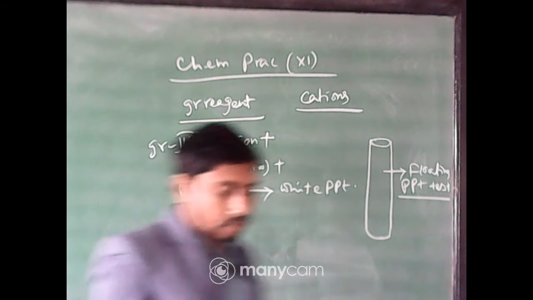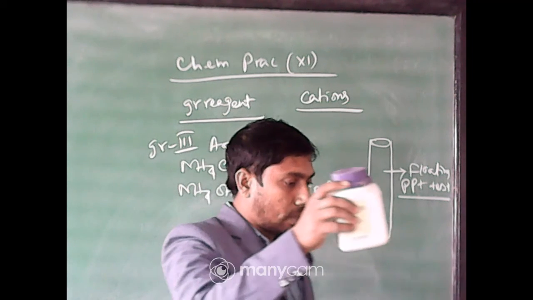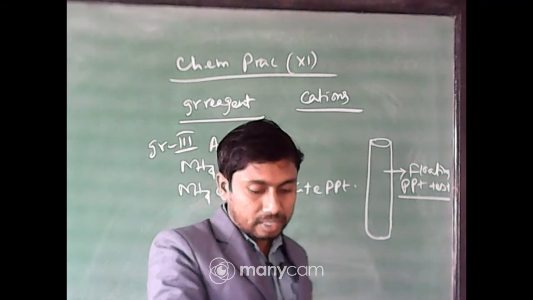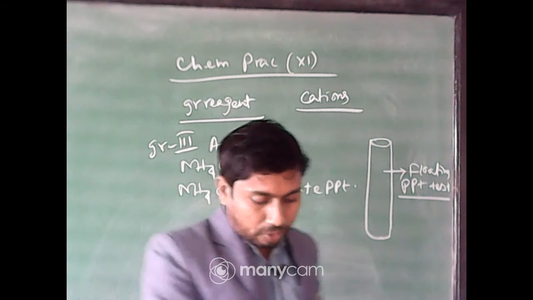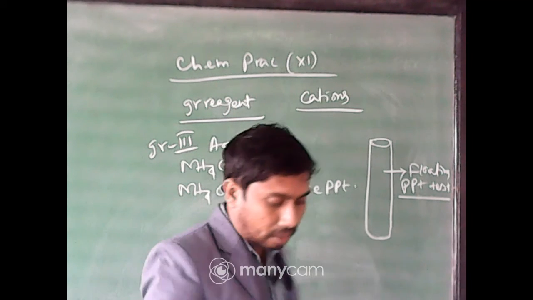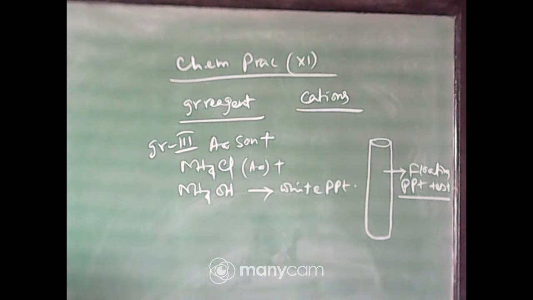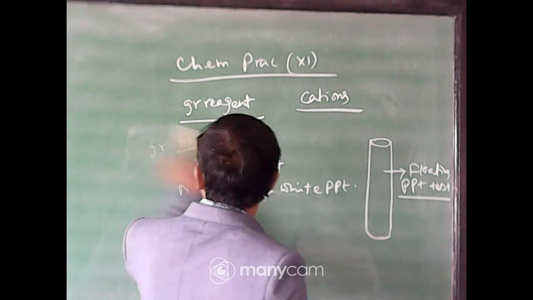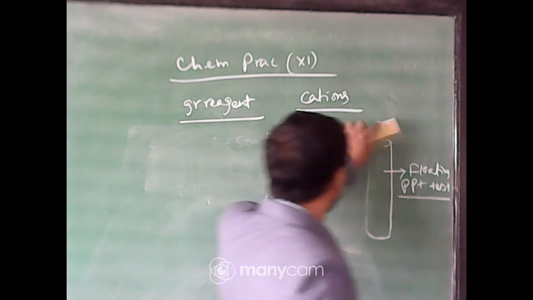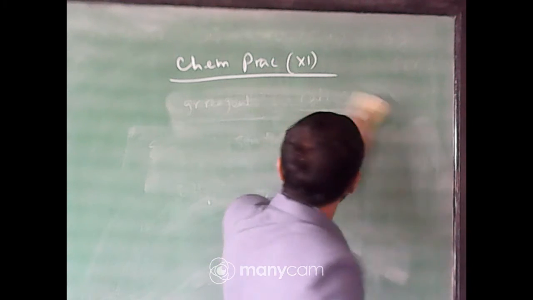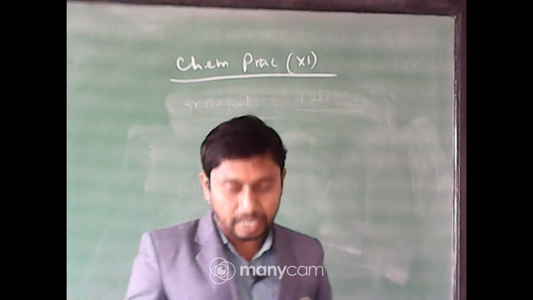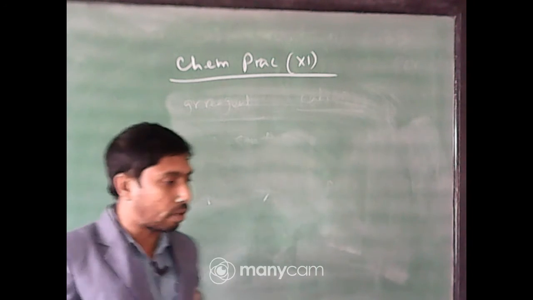This is the container where aluminium sulphate is there. Now, first of all, we have to prepare the OS. How to prepare OS? As our salt is water soluble, taking the solid sample, we will dissolve it in water and then we will keep it reserved for the next test.